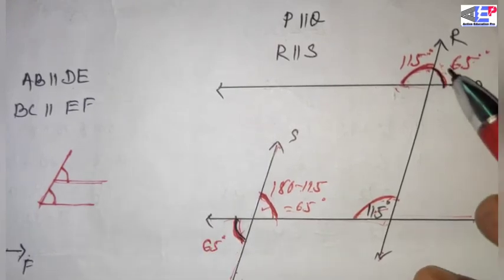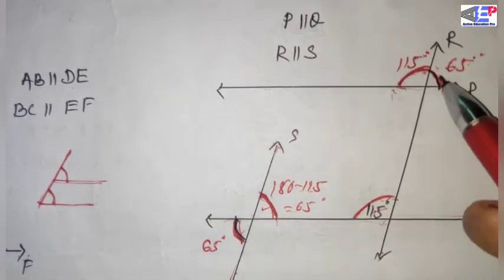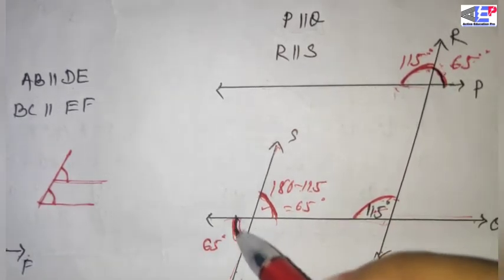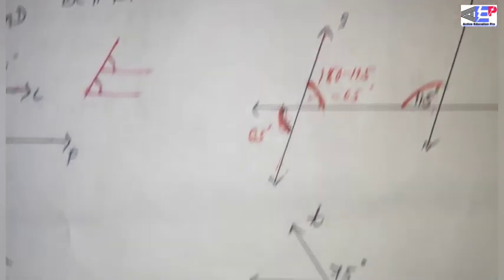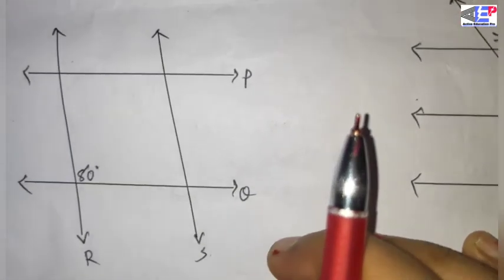Okay, we have found the two angles of this question. This is 65 degrees, and this angle is also 65 degrees. Now let's move to the fifth one.